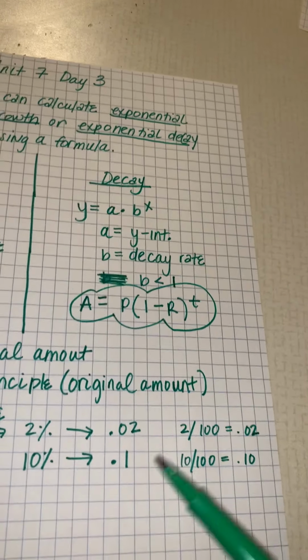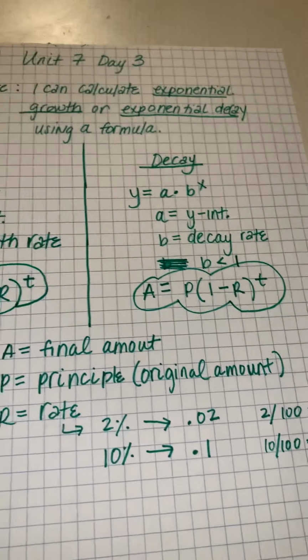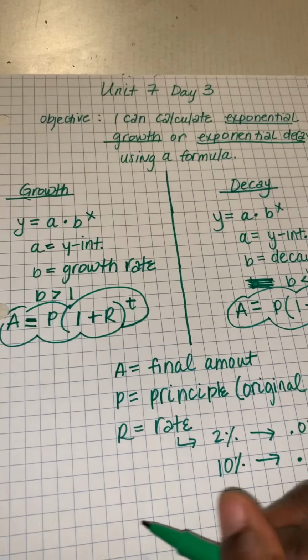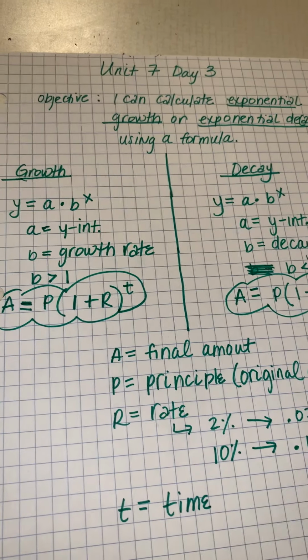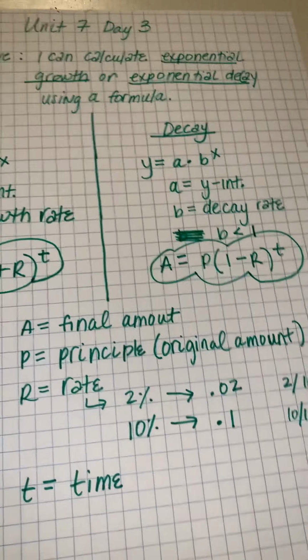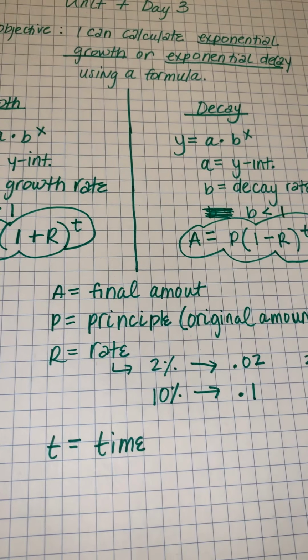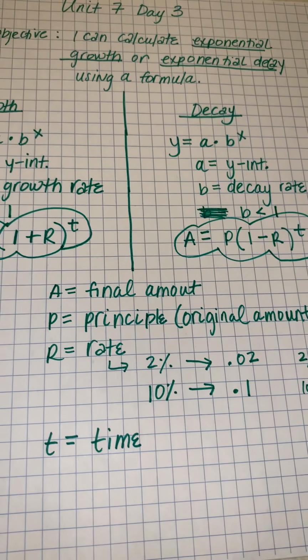But yeah, anytime they give you a rate, you always want to make sure you change it to a decimal. And the last part is that T right there, which you may have guessed, just means your time. In all your word problems, they're always going to provide you with some kind of time. It may be in years, hours, or weeks, but whatever time they give you, just use that for your T, okay?